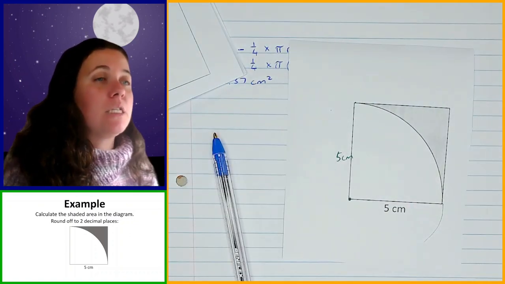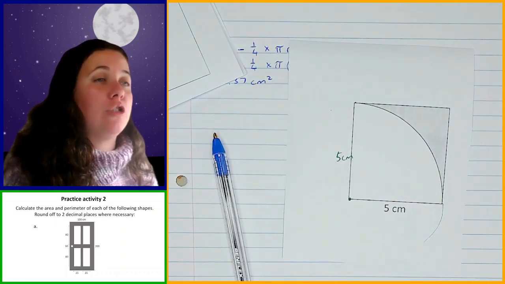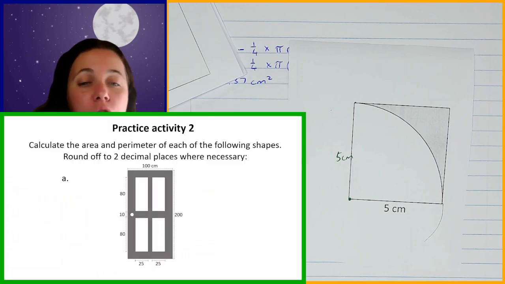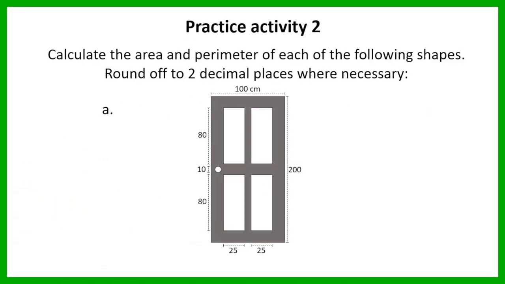Now we're going to do a couple that you're going to do for yourself. The first one you're going to do, over here you have a door with a few windows that have been cut out and the space for a door handle. You need to work out the area of the shaded section in this diagram. I'm going to give you 2 minutes to work this out.